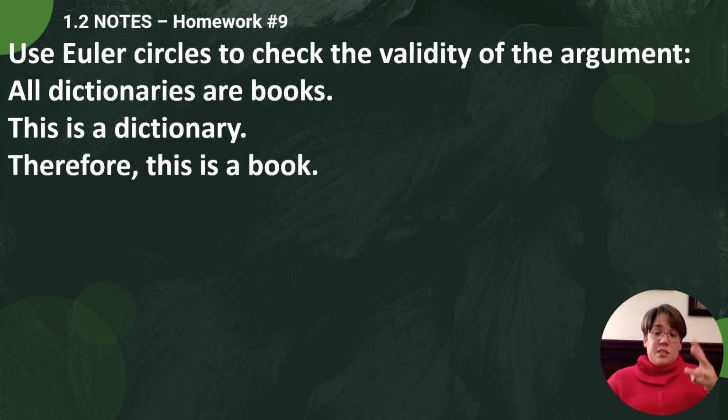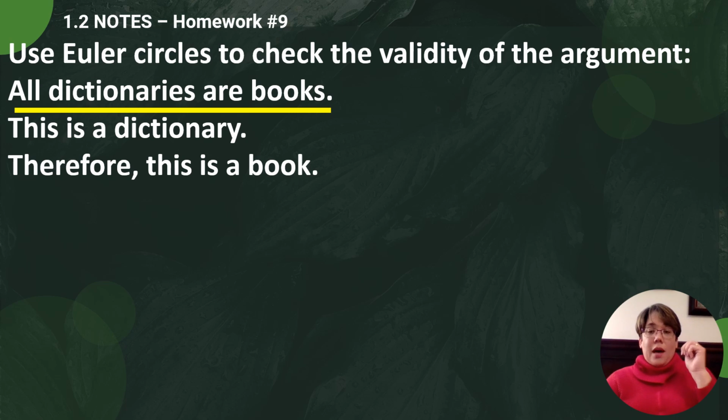There are 3 different sets of circles that you can pick from. So the first line says all dictionaries are books. Okay, that key word there says all dictionaries are books. Now, that is where we're going to start. We're going to work this example, and then I'm going to show you all 3 of the different kinds, because it'll make a little more sense.